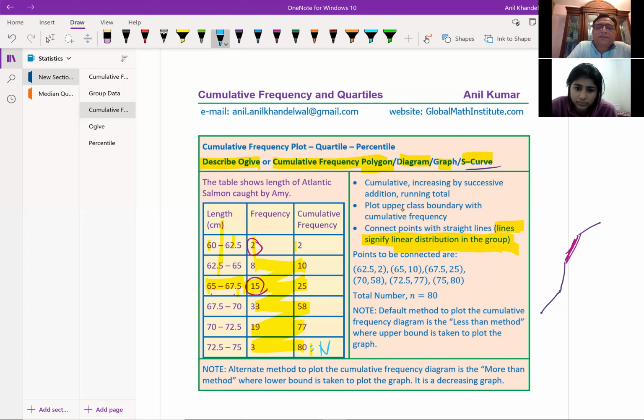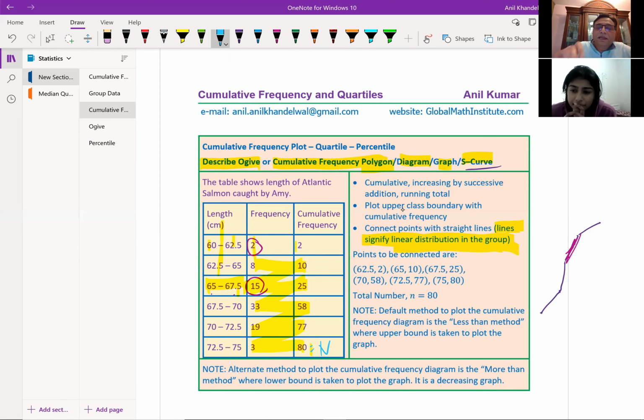So how many are less than 62.5? There are two which are less than 62.5. How many are less than 70? 58 are less than 70. That is what we are trying to say here. And how many are less than 75? 80 are less than 75. That is what we are trying to say when we say this cumulative table. Is that clear to you?